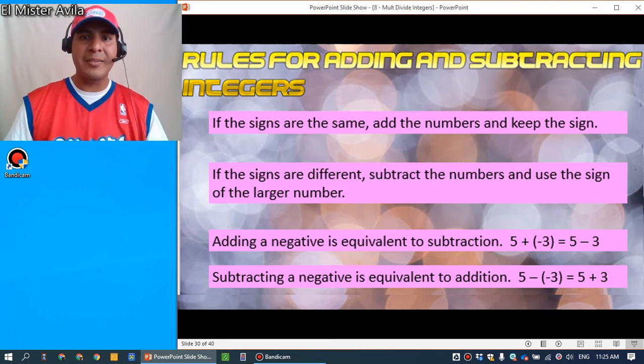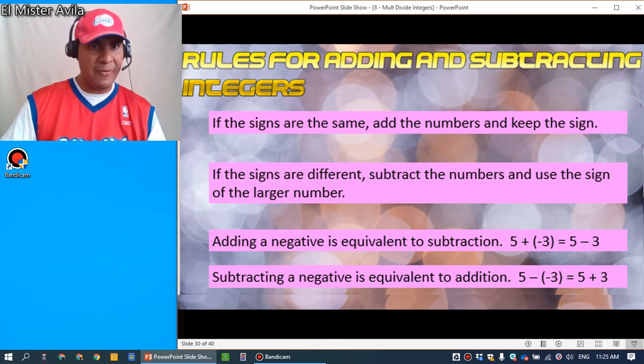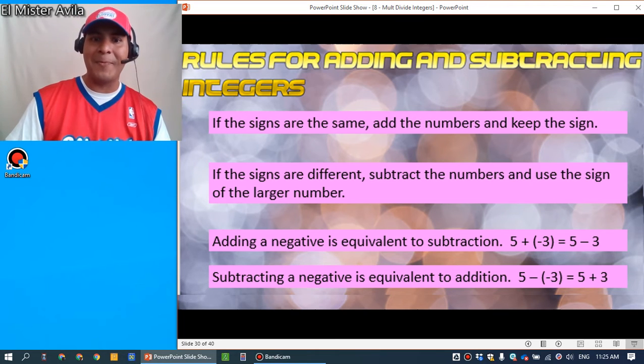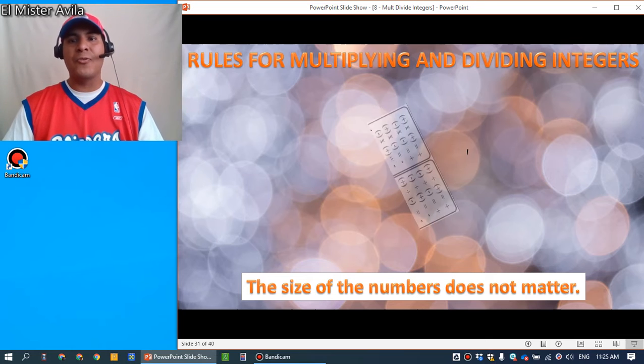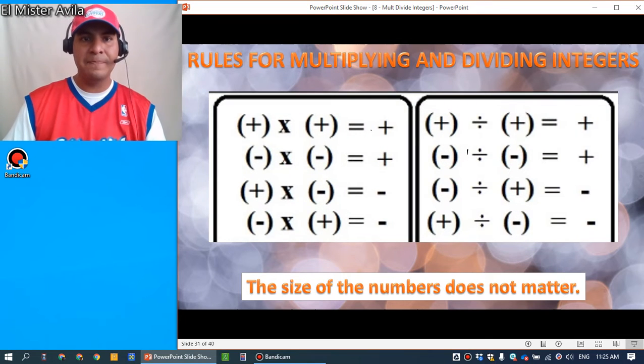Here are the rules for adding and subtracting integers. You should have those down already. If not, this is the time to write them down. And here are the rules for multiplying and dividing integers. If you haven't written these down, you should do that as well.